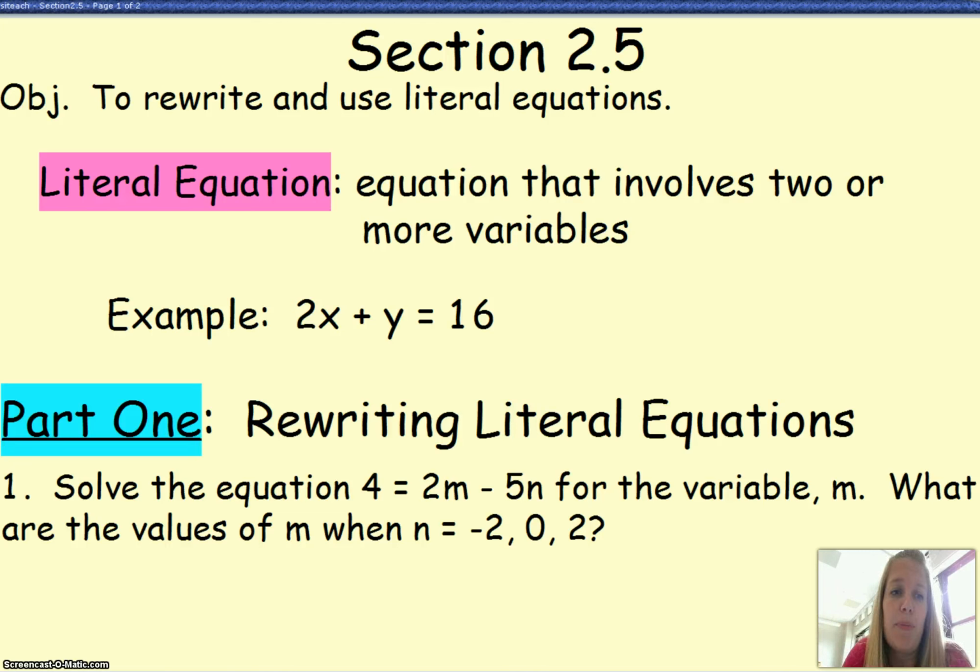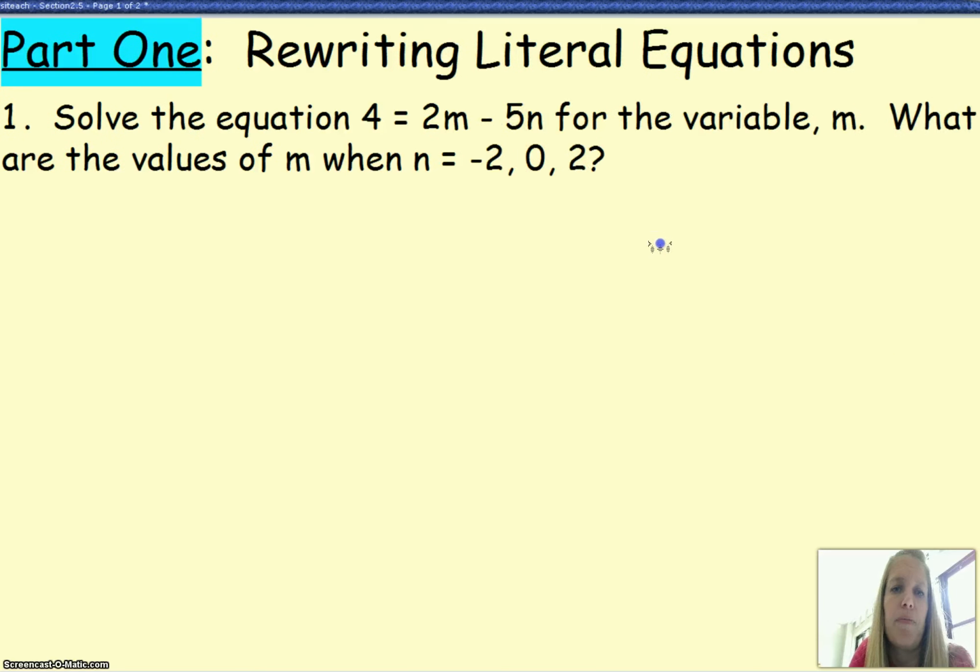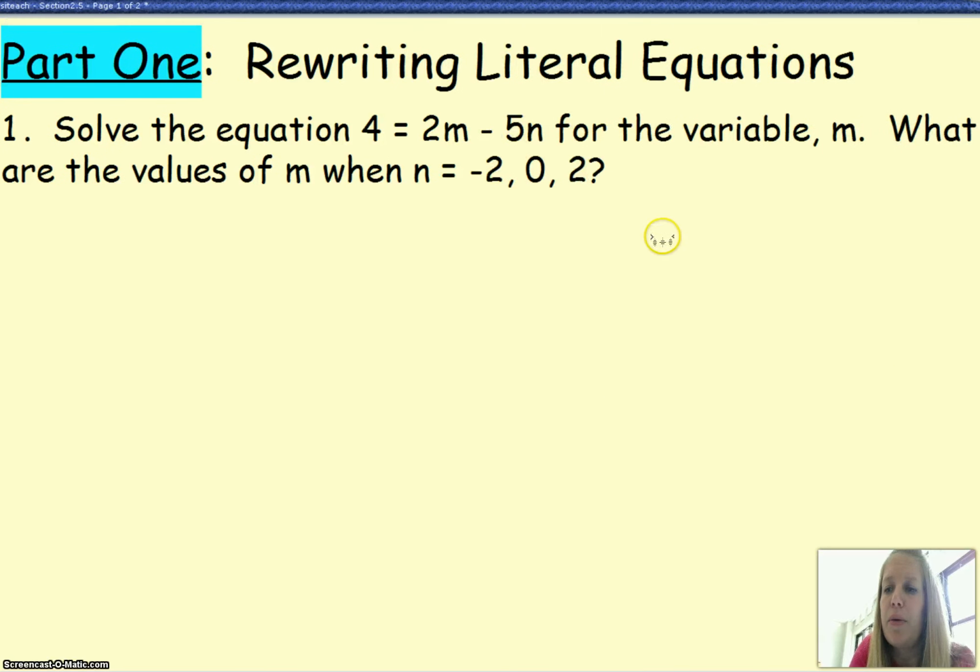Section 2.5, top of your notes: a literal equation is an equation that involves two or more variables. So we're going to be seeing more than one variable in these equations. Sometimes you're going to see only variables. Here's an example, 2x plus y equals 16. I take that back, only variables will be in the formulas. Okay, so part 1, rewriting literal equations.